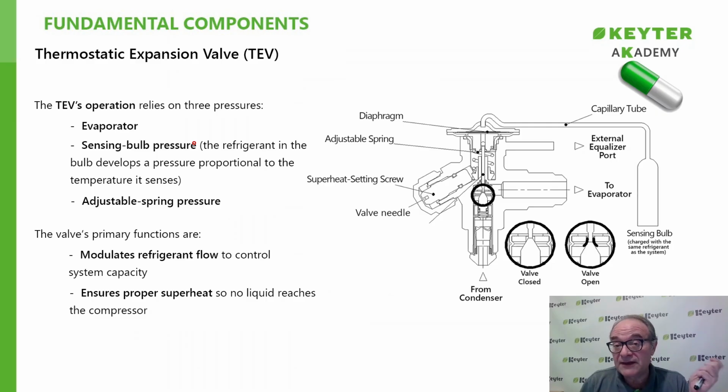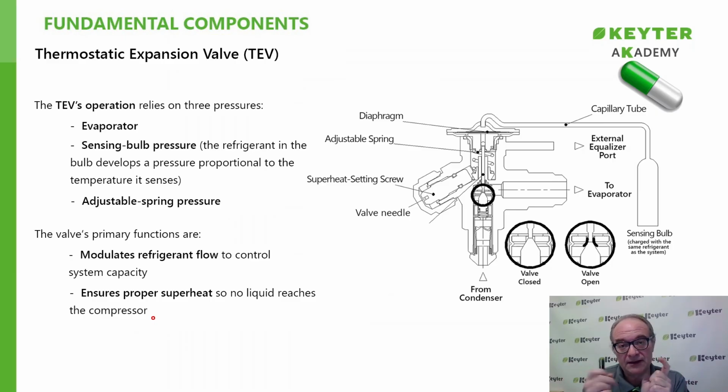The operation of the thermostatic expansion valve is based on the pressures of the evaporator transmitted through here, the bulb pressure transmitted through the capillary tube, and the adjustable spring pressure, which, as we have mentioned, depends on the adjustment screw and remains constant. The primary missions of the valve are to regulate the flow that passes through it, thereby controlling the power of the equipment, and also ensuring proper superheating for the equipment to operate without the compressor absorbing liquids, thus preventing potential damage and maintaining optimal performance.